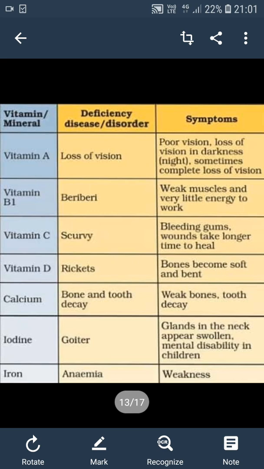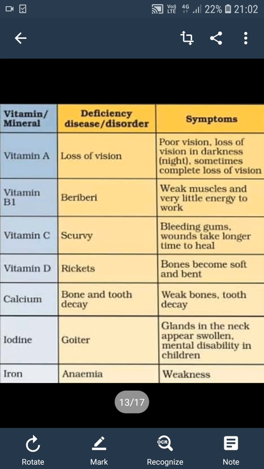See, in this vitamin deficiency, if you go with your vitamin E and K, the deficiency is from heredity. It is a hereditary disease. It comes from your grandparents to your parents and to you. For example, the night blindness.